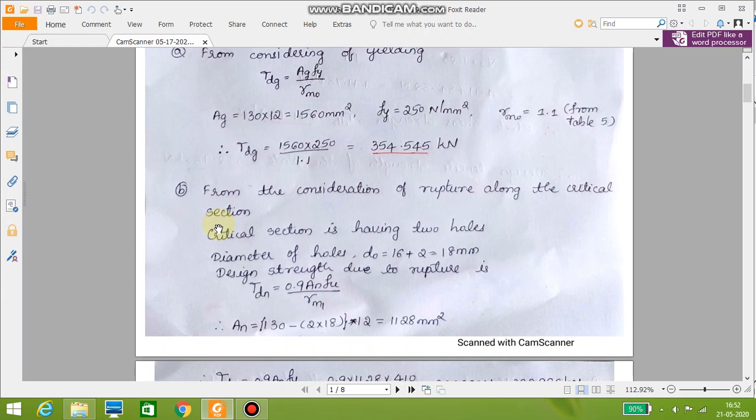Then the second one, from the consideration of rupture of critical section. When you consider the rupture of a critical section, from clause 6.3.1 of IS 800-2007, we have the formula TDN equal to 0.9 AN Fu divided by gamma m1, and for AN we have the formula B minus N D naught into T. B is 130 here, and N is nothing but the number of bolts in the critical section.